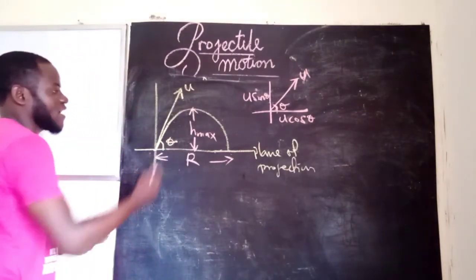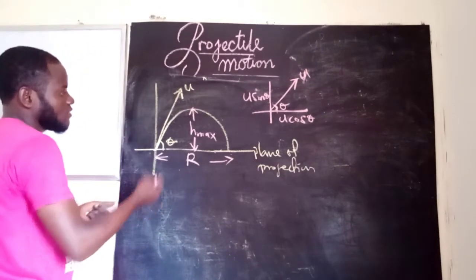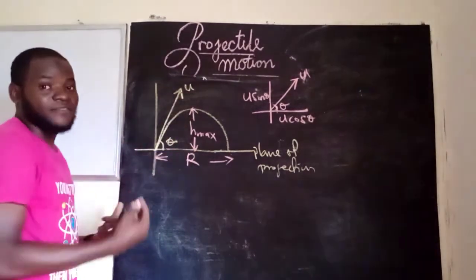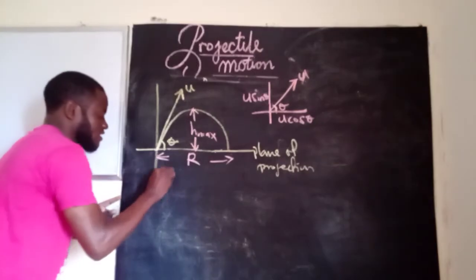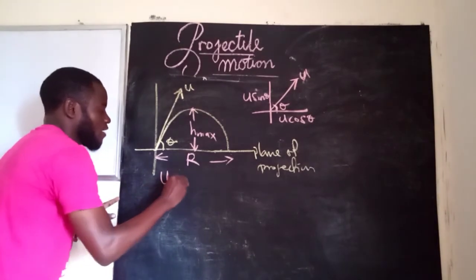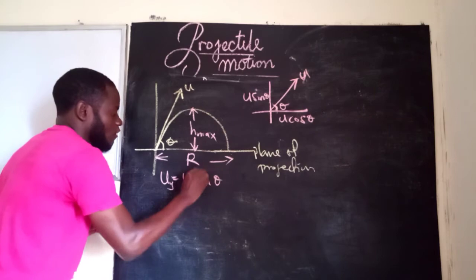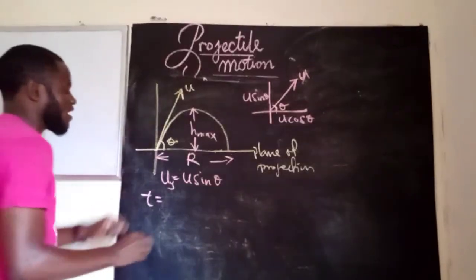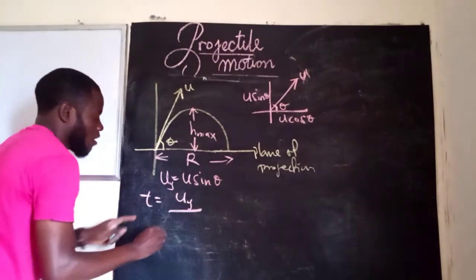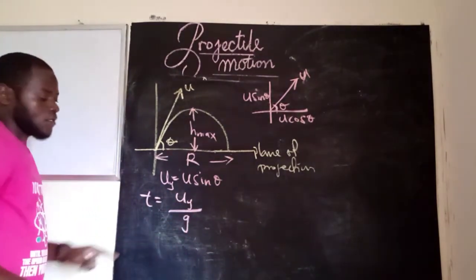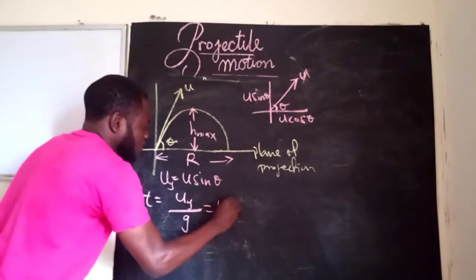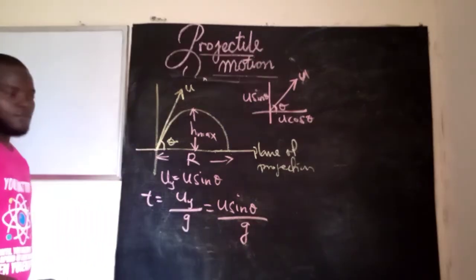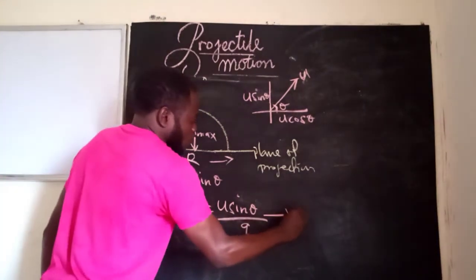So now let's quickly look at that. What will be the time taken to get to this point, the maximum point? So we are talking about the vertical direction now. So our velocity u is going to be u sub y, which is the same thing as saying u sine of theta. Hence, we have that the time taken to reach the maximum height is u sub y all over what? G. So our u sub y is u sine of theta all over what? G. So let's call this one equation 7.